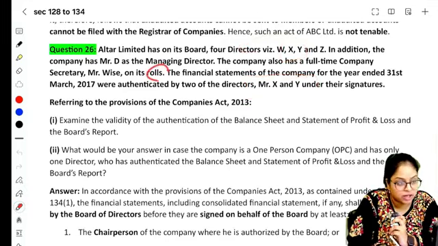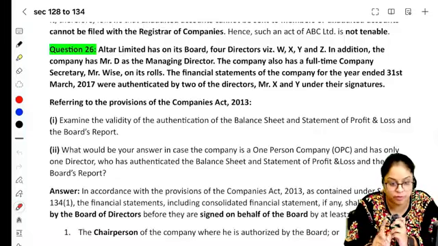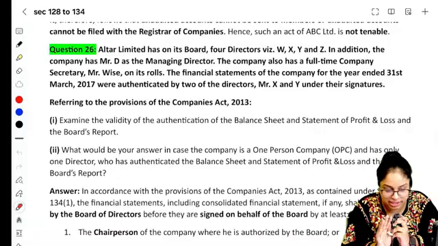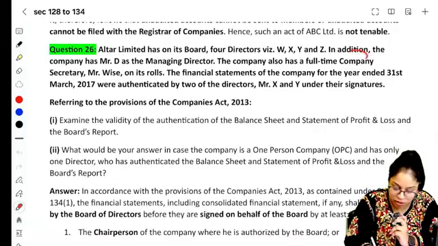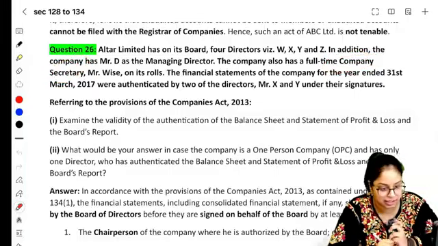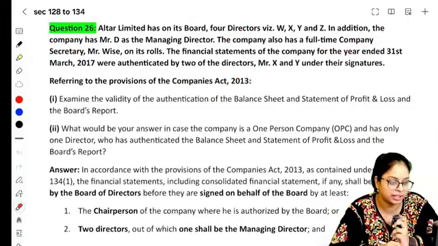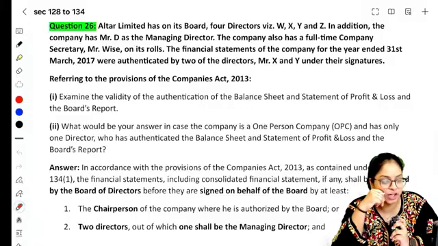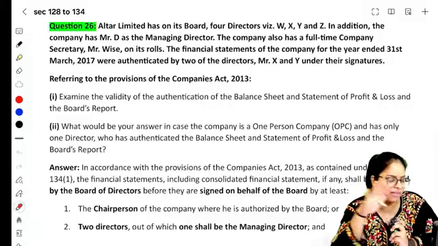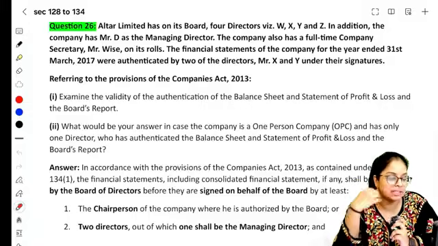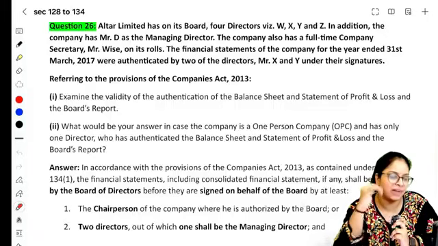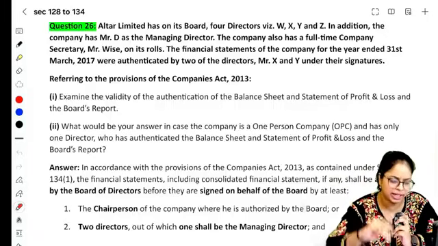You have a managing director, then he should have signed. He should be one of those 2 directors. That itself you made a mistake. Second mistake, same as the other question. There is a company secretary, you should get the company secretary's signature, but that was not done. So have you done it correctly? No, you have not done it correctly. Examine the validity of the authentication. Are the people who signed valid? The answer is no. What would be your answer in case it is an OPC and has only 1 director? Then no problem, 1 director will only sign it.